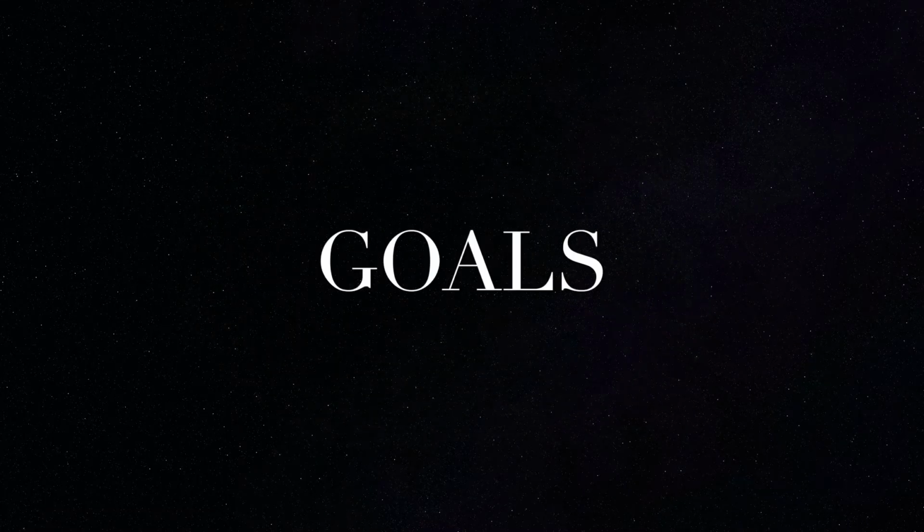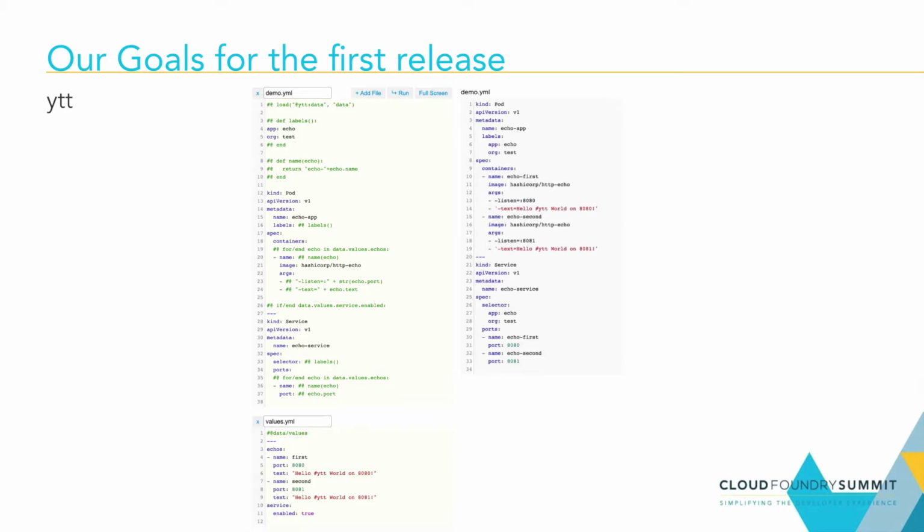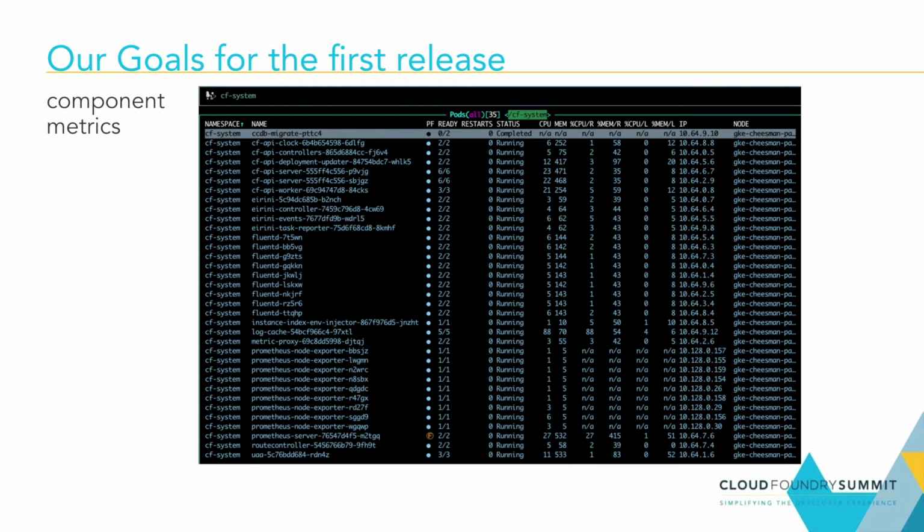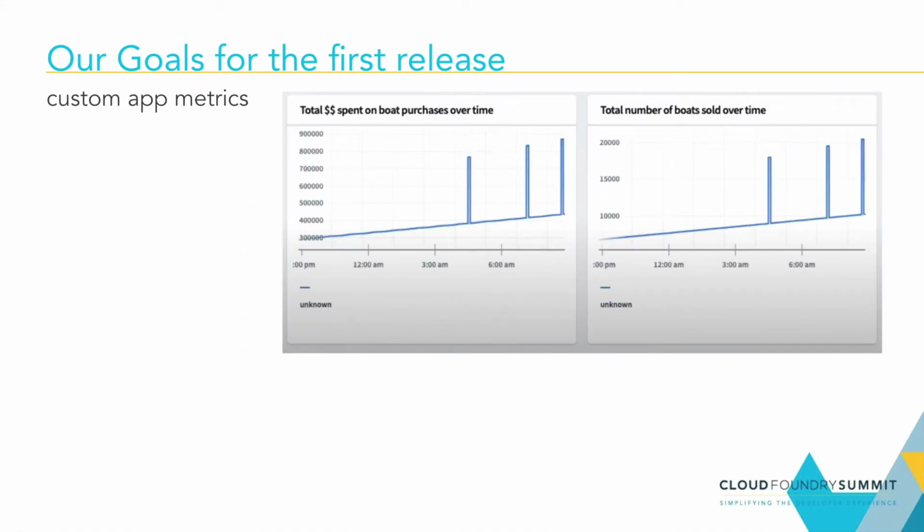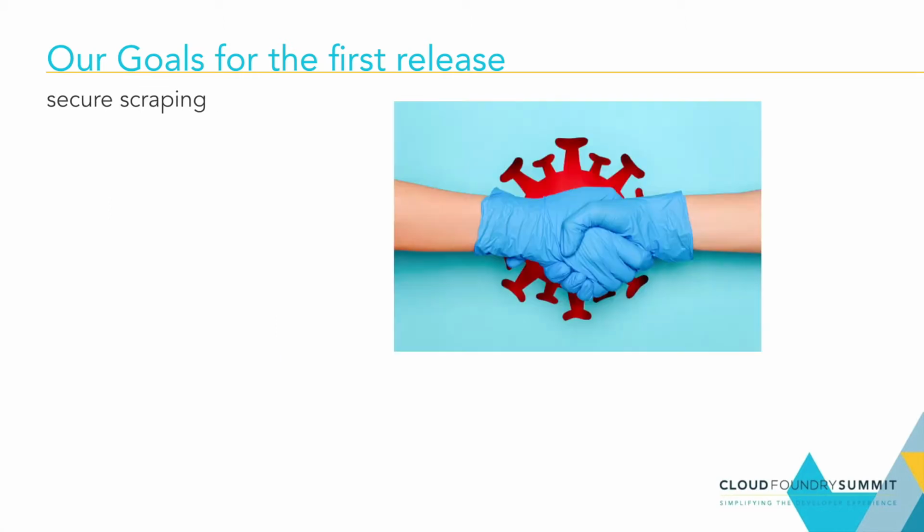Before I talk about how to use CF K8s Prometheus, I want to talk about our goals for the first release. Since CF for K8s uses YTT and kapp for templating and deploying, our goal was to make our Prometheus instance plug into the existing YTT command. We also needed to deploy our own Ubuntu-based image. We wanted to get as many CF for K8s components as possible scrapable in V1. We wanted app developers to have their custom app metrics scrapable. We wanted our Prometheus requests to be secure.